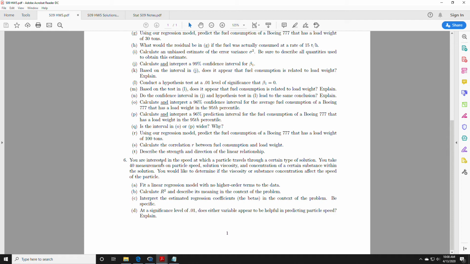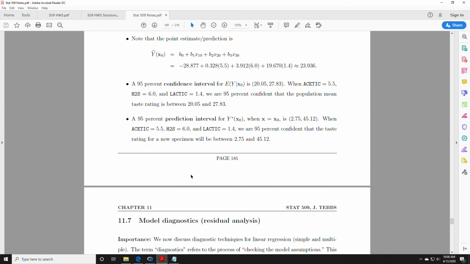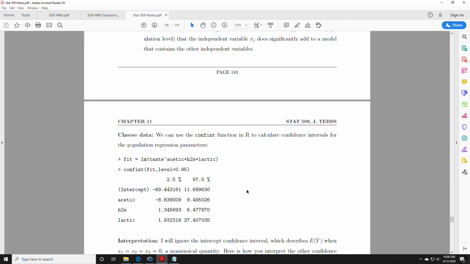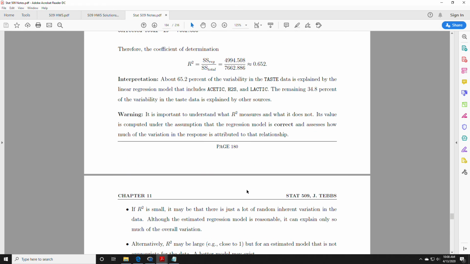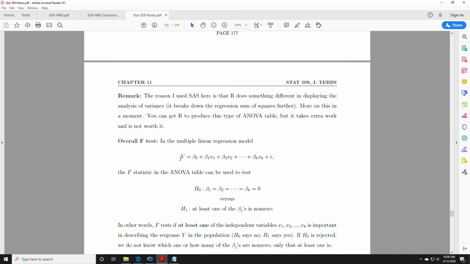Okay, higher order terms. We can go ahead and talk about that now. Before we fit it, what does it mean to fit a model with no higher order terms? So our multiple linear regression model looks like this, right? Beta naught plus beta 1 x1 plus beta 2 x2, etc.